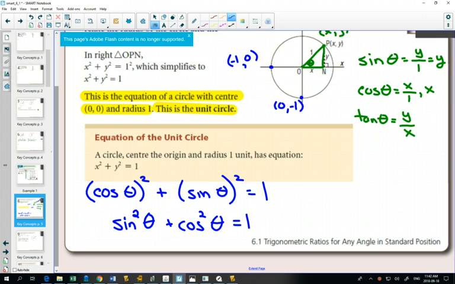But it doesn't matter, because no matter what angle you have, sine squared plus cos squared will equal 1. You could try it on your calculator. It'll always equal 1. That's kind of cool. Right? It is very cool.